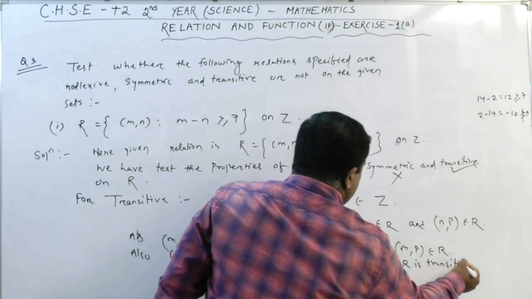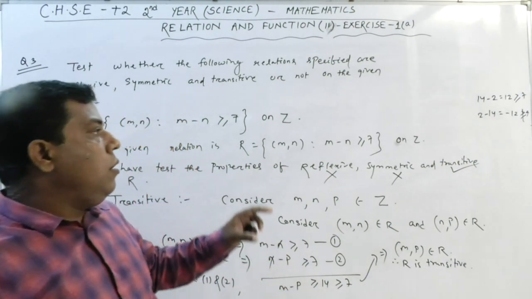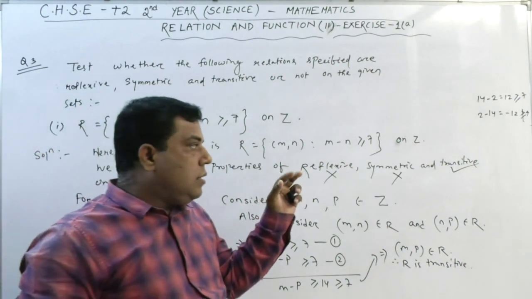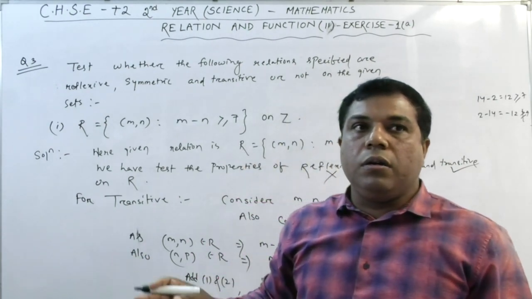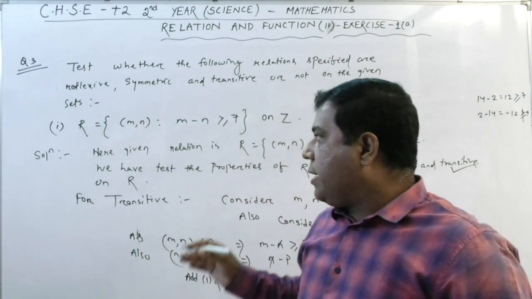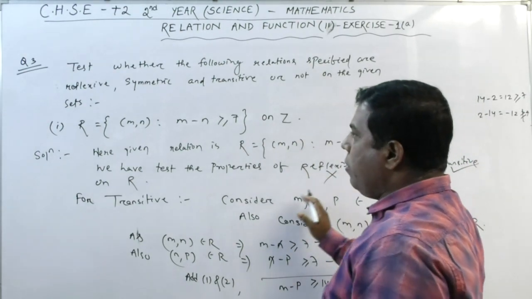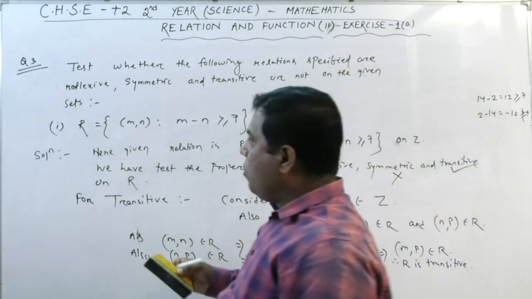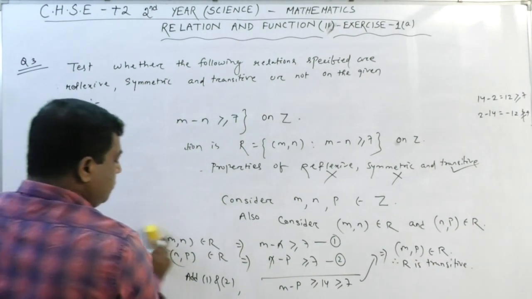Clear? So in this way we are able to test whether a relation is reflexive or not, symmetric or not, and transitive or not. All the properties are going to be checked through it. So this is about our option 1, or the question number 1. Later we will go for another for your clarity. I am cleaning this one. I am taking another example now.